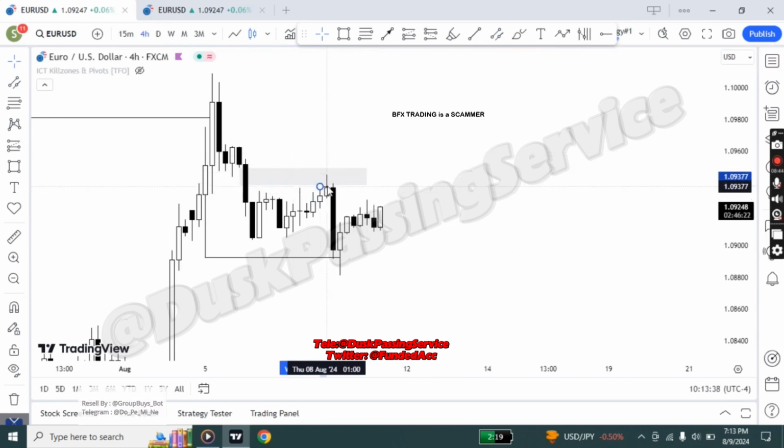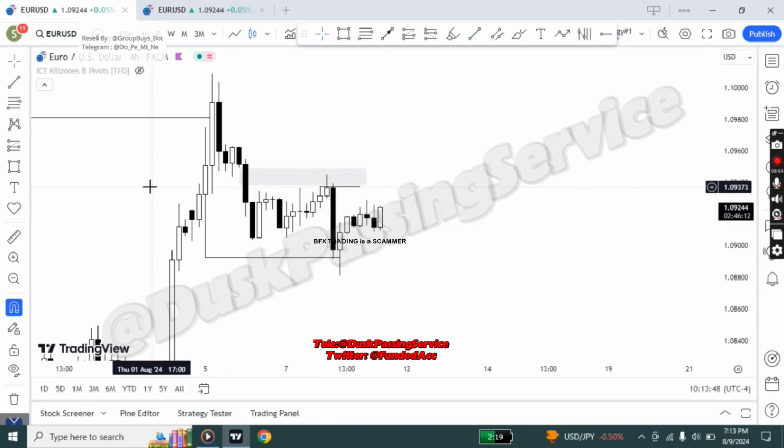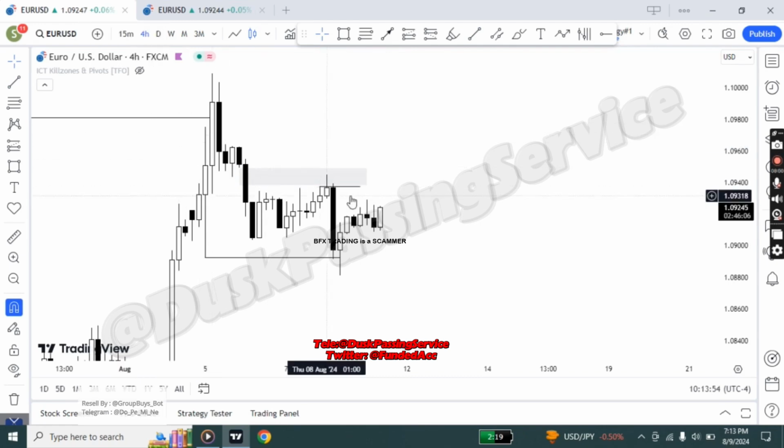And not only that, but also this CRT was formed at this range high, which usually tends to be a good place for a CRT to be formed, right? And such a CRT always has high probability. That's why I took this as a CRT and decided to trade it on the lower time frame once it was purged, right?